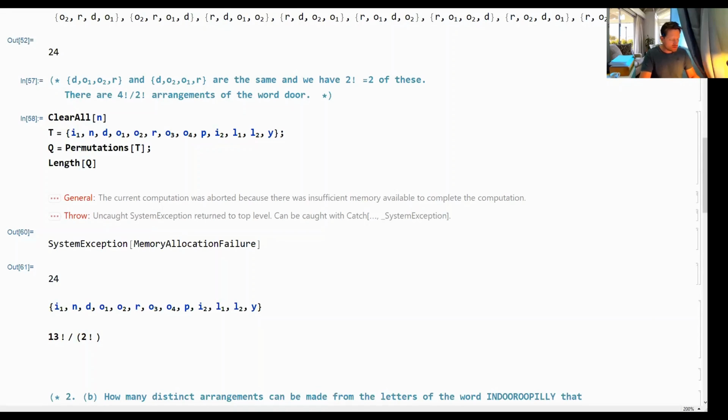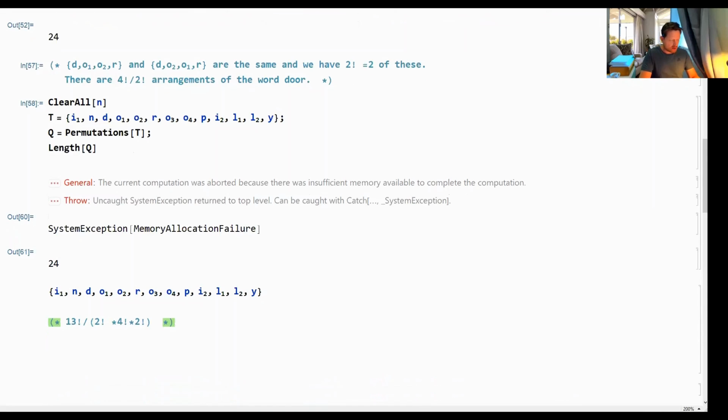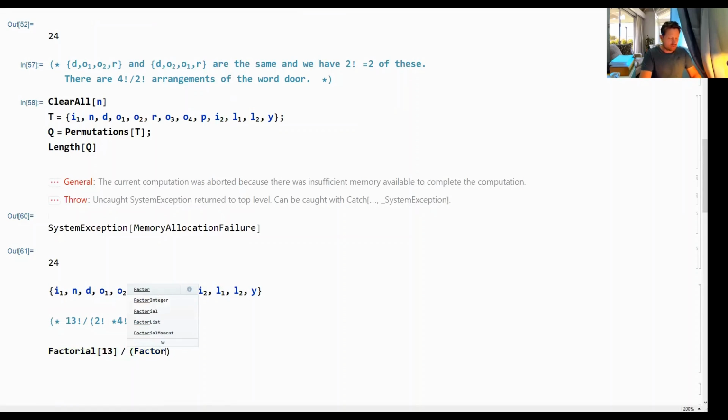And then how many O's are there? There are 4 O's. So 4 factorial, and then there are 2 L's. So 2 factorial. But you see I've done this with an exclamation mark, which is mathematical notation. However, if I want to do this in this language, to make that calculation run, I should write out the word factorial. 13, and then I'm dividing by the product of factorial 2, factorial 4, and factorial 2. Okay, so let's calculate this.